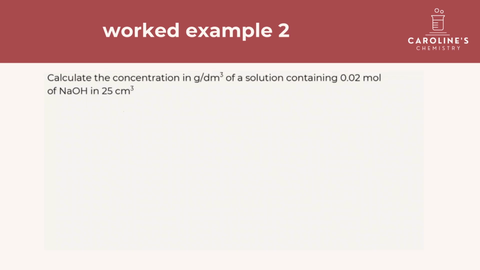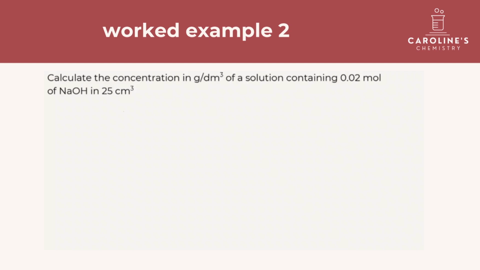So for this second example, it's a little bit different, because we are being asked to calculate the concentration in grams per decimeter cubed. It is a much less common unit of concentration because moles per decimeter cubed is a standard, but they can ask for it, you will come across it, and this is how we do it.